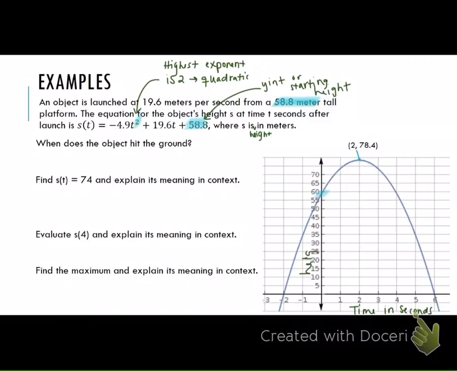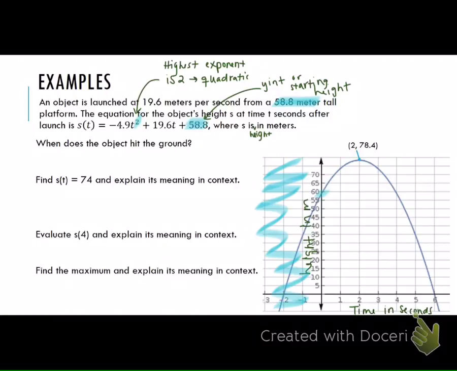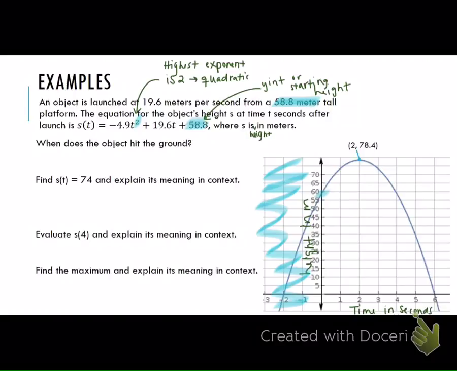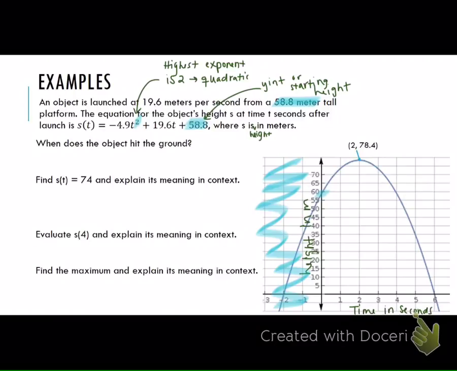Does negative time make sense? No, negative time does not make sense. So we are not going to look at this part of the graph. You need to understand contextually what you should be looking at. A parabola creates the U shape that is symmetrical. I want you to understand that. But in context, you may not look at the whole parabola. Does that make sense?